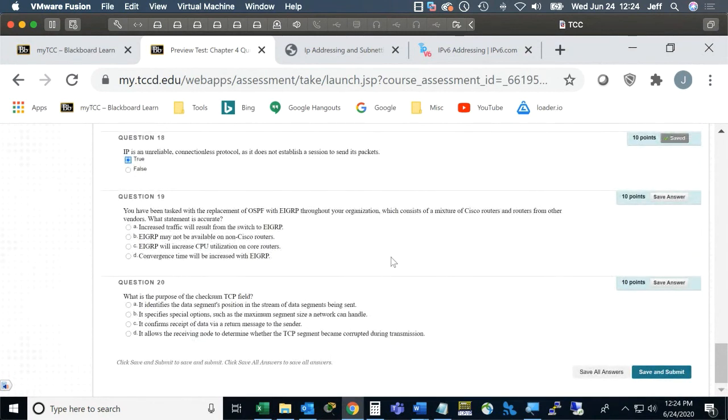You have been tasked with the replacement of OSPF with EIGRP throughout your organization, which consists of a mix of Cisco routers and routers from other vendors. What statement is accurate? B, right, it's Cisco proprietary. It's likely not to run on it. Yep. What is the purpose of the checksum TCP field?